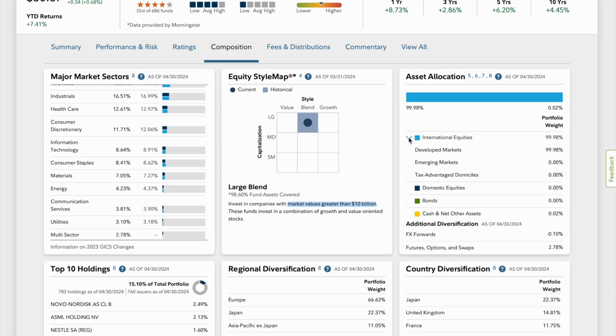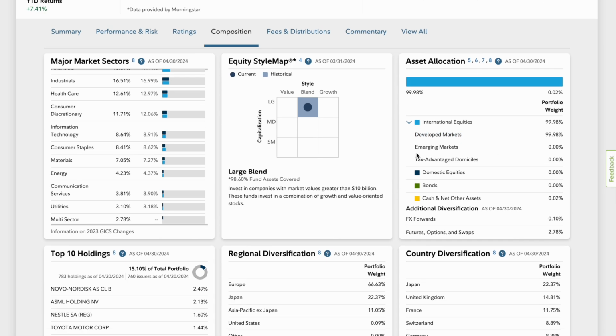When we focus in on the international equities, notice how there are no emerging markets. 99.98% is all developed markets. And for me, that's why I don't pick this fund, is because I want to have some allocation towards emerging markets, especially outside the US.